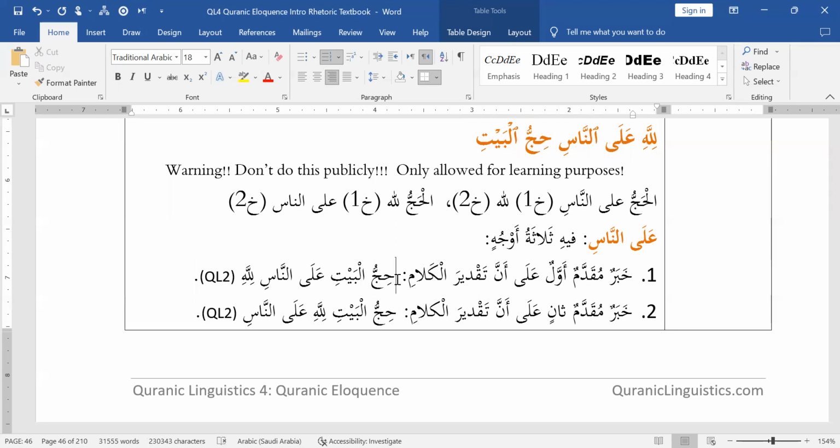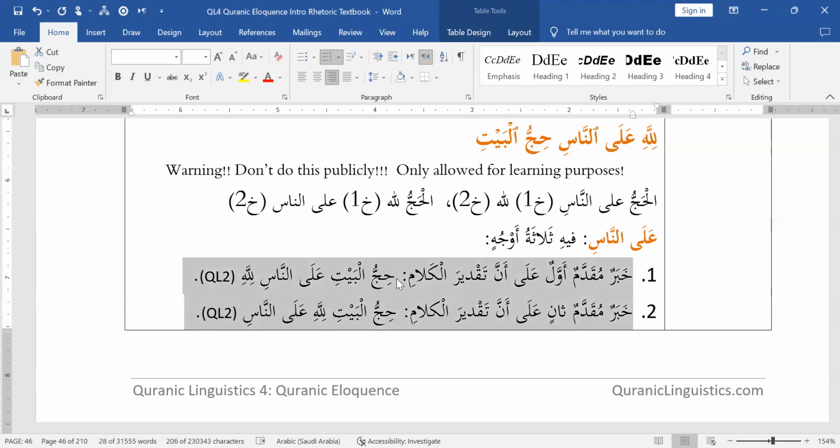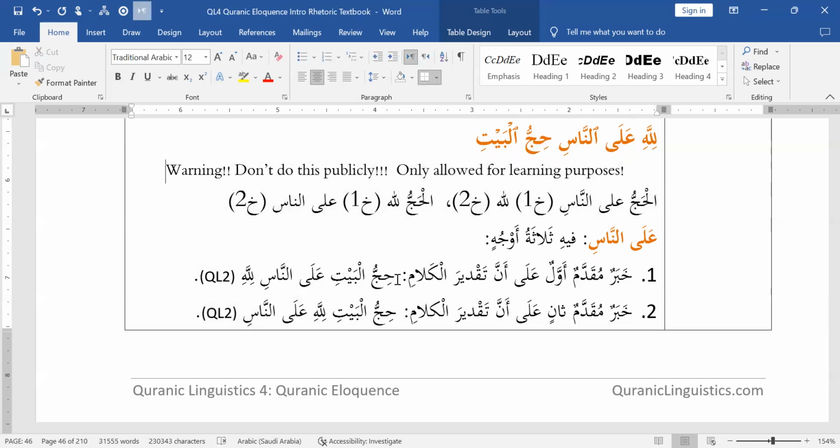So whether you say ala nasi lillahi or you say lillahi ala nas, in both cases, both of the shibhul jumlas, lillahi and ala nas, are khabar. Either khabar awwal or khabar thani, depending on how you do taqdeer. Both are valid interpretations. Okay, so I'm going to remove this.